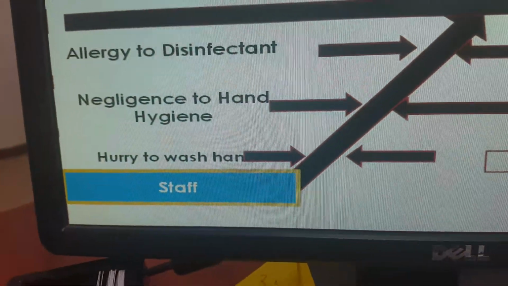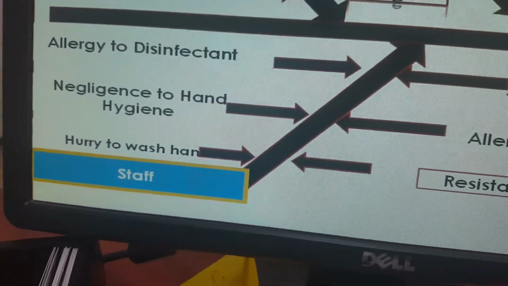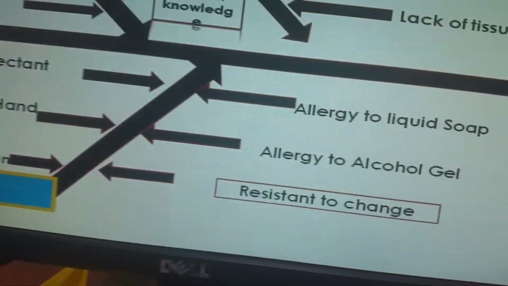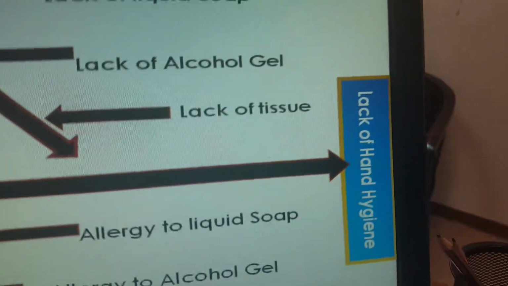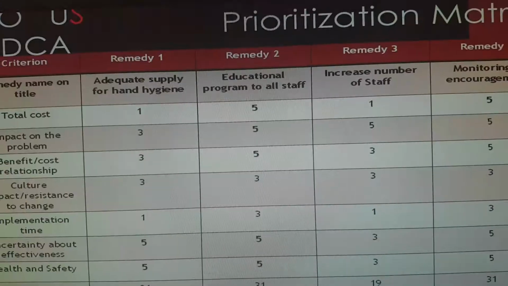And for the staff: allergy to the disinfectant, negligence to hand hygiene, hurry to wash the hands because of shortage of staff or stress of the work, allergy to the soap or to alcohol gel, and resistance to change. This is our fishbone for our problem.